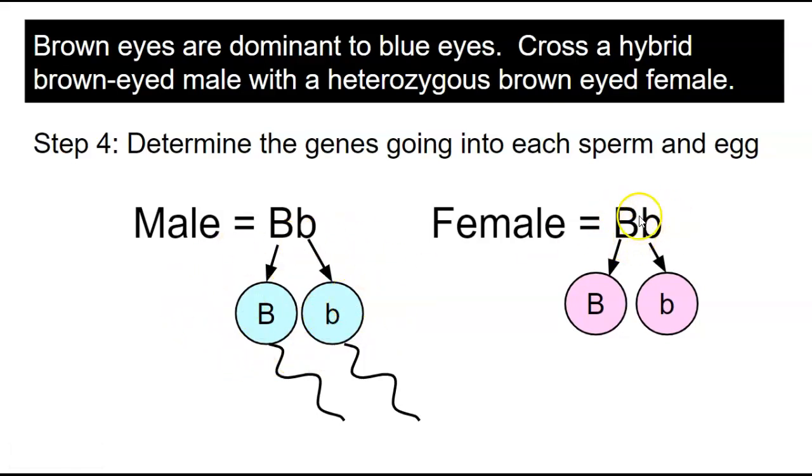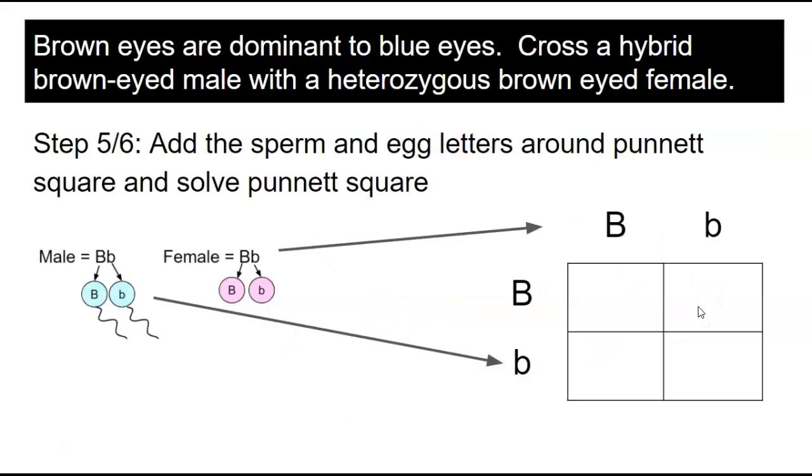And what about for the female? Well, she's only going to give half of hers, so she could either have an egg with a big B or an egg with a little b, because those are the letters that she has. Now remember, a sperm and an egg are going to fertilize each other. So what are the different possible combinations we can get? That's what a Punnett square is for.